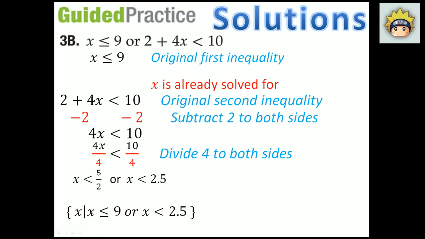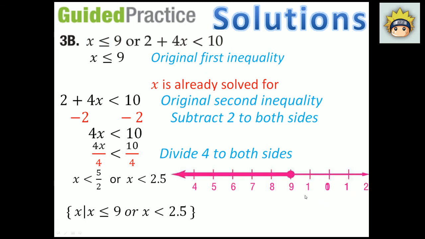So the solution would be x is less than or equal to 9, or x is less than 2, not 2.5. Remember, this is a 2 because of the error here. There should be an 8, and 8 divided by 4 is 2. So the graph should be right here.